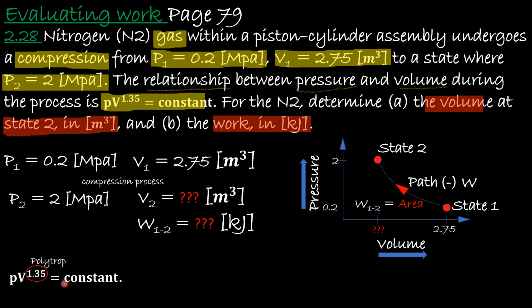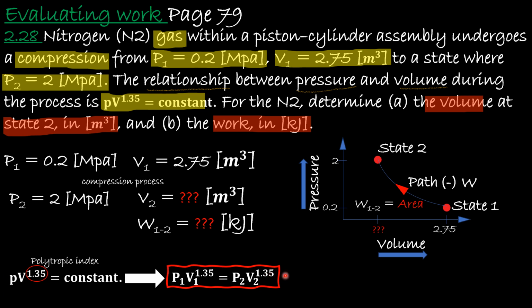And as we said, this is our main equation. This is a polytropic index. Therefore, since PV to the power 1.35 equals a constant, when we multiply P1 V1 to the power 1.35 at state 1, it will give you the same constant as P2 V2 to the power 1.35. So this is a very important relationship that will help us solve for volume number 2.